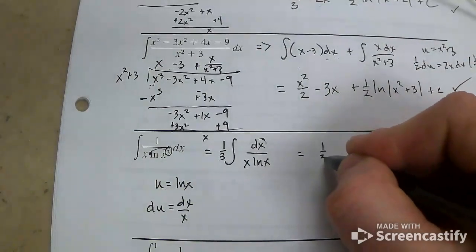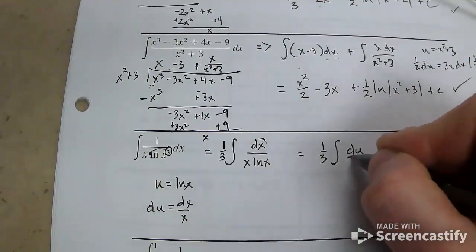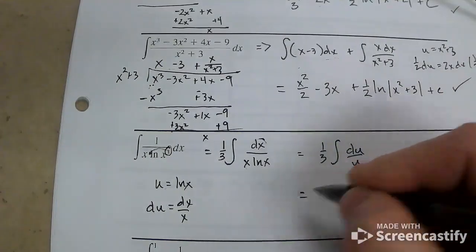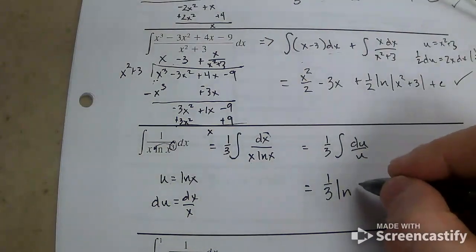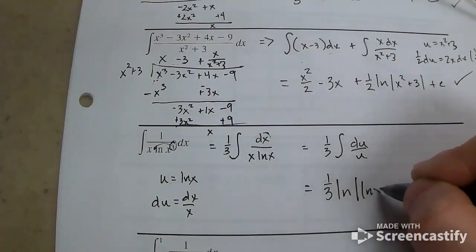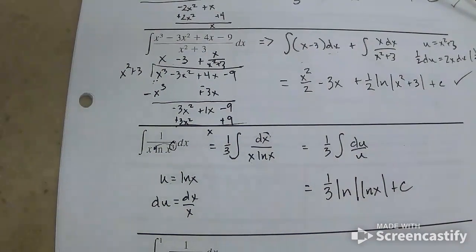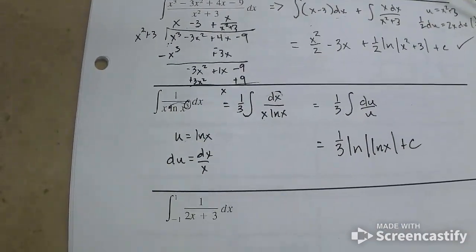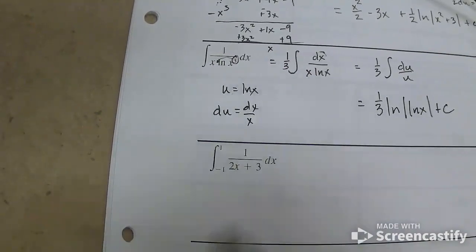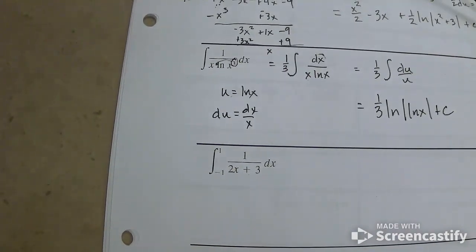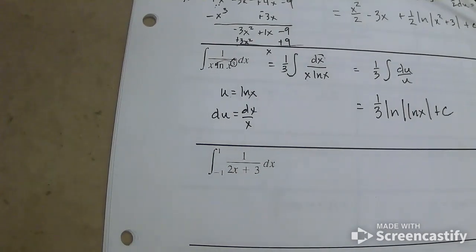So when I write this, it's going to be 1/3 integral of du over u, which is equivalent to 1/3 natural log of u, which was the natural log of x, plus c. Pretty cool. Okay, this scenario right here, this is just trying to show you how you can do a u substitution if you really need to with a definite integral.